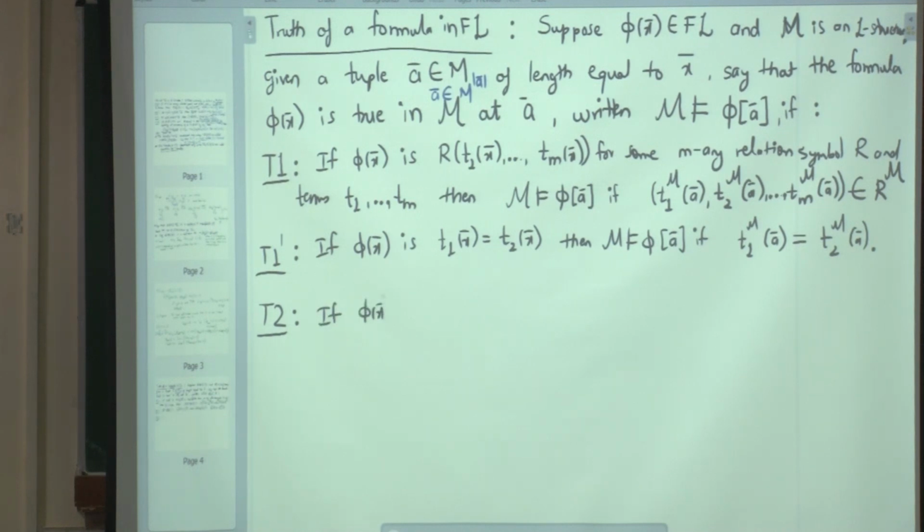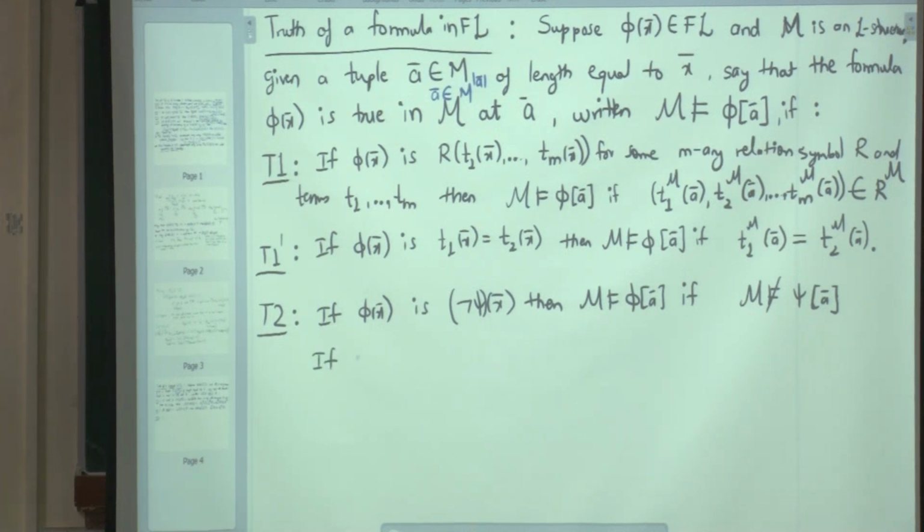If phi x bar is negation psi x bar, then M satisfies phi at A bar if M does not satisfy psi at A bar. I mean does not satisfy, I am writing with a line across the double turnstile symbol.